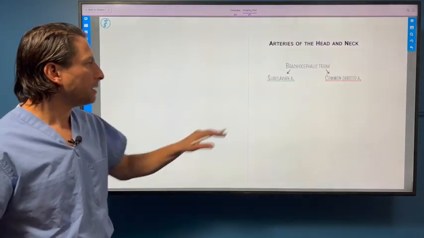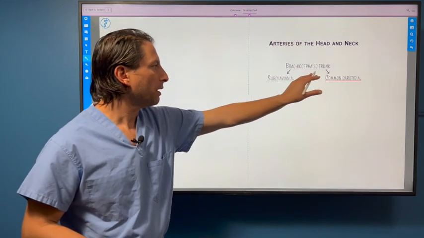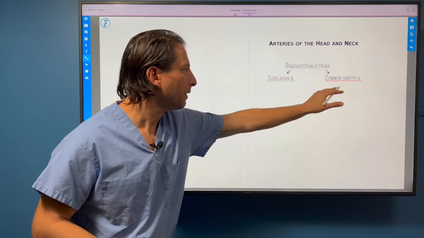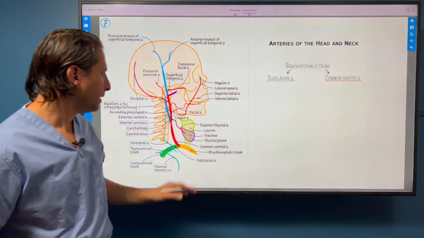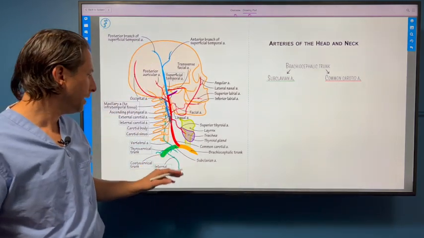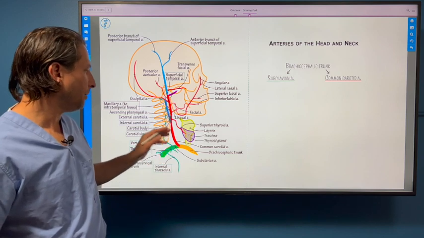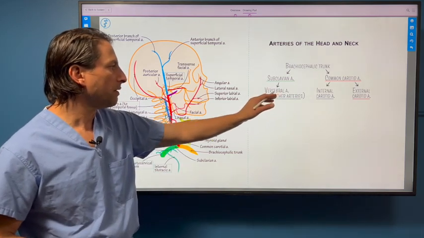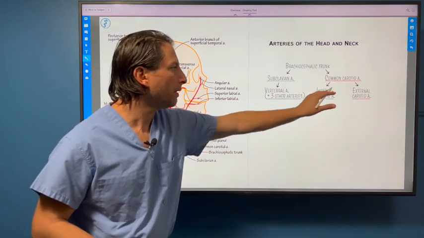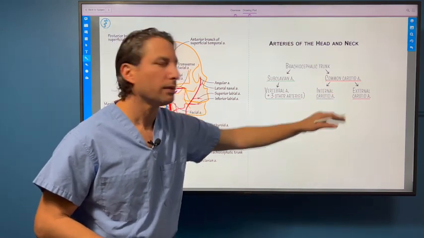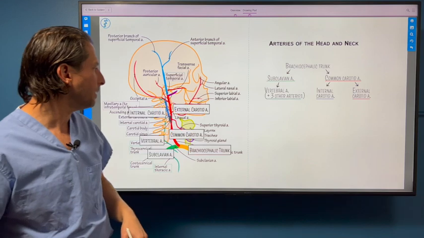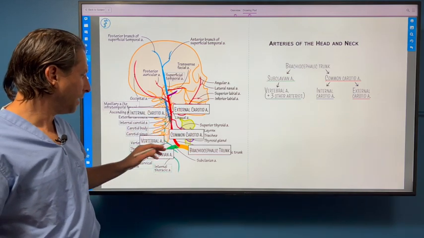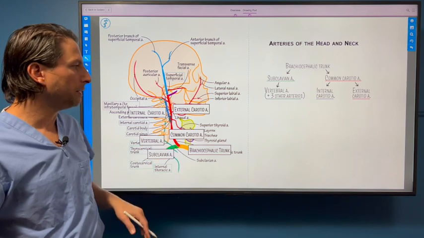Arteries of the head and neck itself. So the brachiocephalic trunk branches into the subclavian artery and the common carotid artery, and we can see that here: brachiocephalic trunk, subclavian here, common carotid here. And then the subclavian spits off the vertebral arteries, and the common carotid splits into the internal and external carotid arteries. You can see that here, external carotid, internal carotid, and then subclavian spitting off the vertebral arteries here.